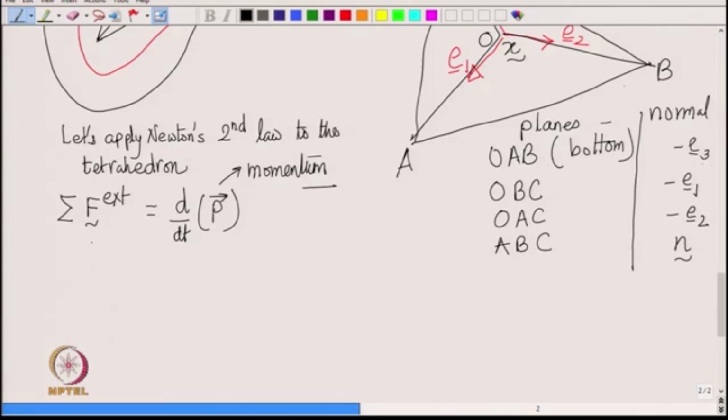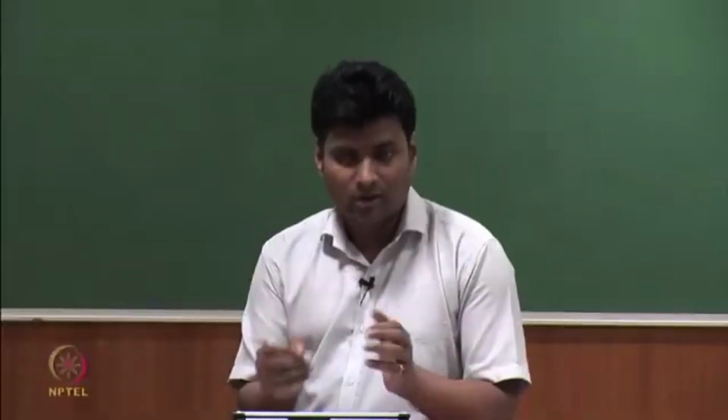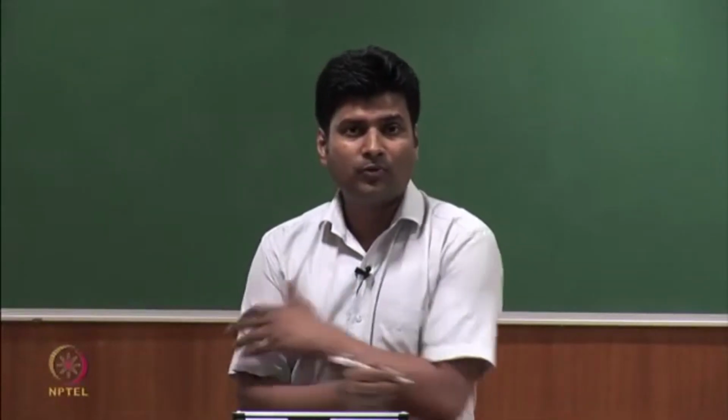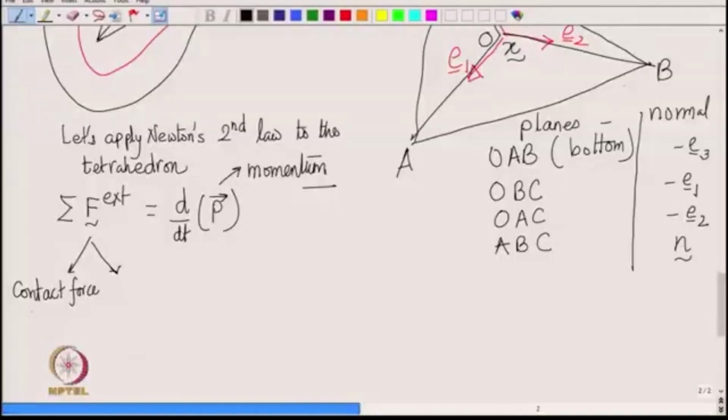So, this external force, it has got 2 components. There are 2 kinds of forces that act on this tetrahedron. One is the contact force, which in this case is the force applied by the other part of the body due to it being in contact with the tetrahedron, and due to contact we have these traction forces. So, I will write here contact force means the traction force.